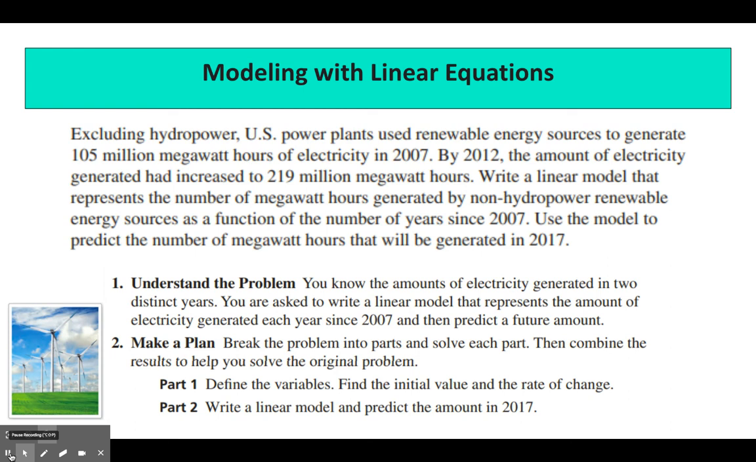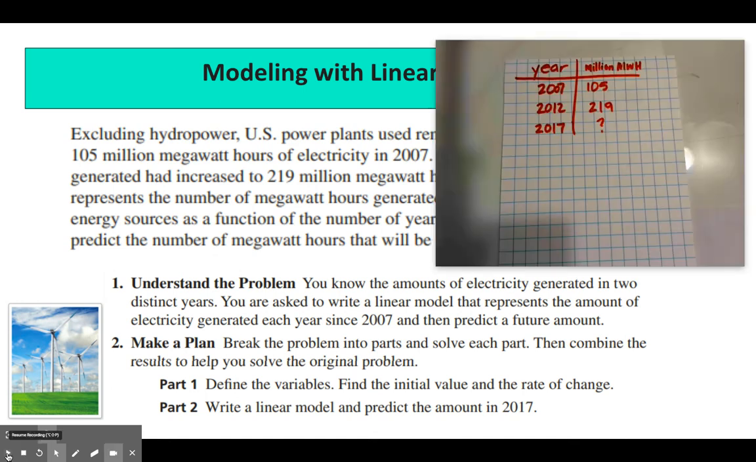That is crazy. Write a linear model that represents the number of megawatt hours generated by non hydropower renewable energy sources as a function of the number of years since 2007. So we are assuming that the increase was from non hydropower renewable energy sources like wind, solar, all that great stuff. We're going to use our model to predict the number of megawatt hours in 2017.